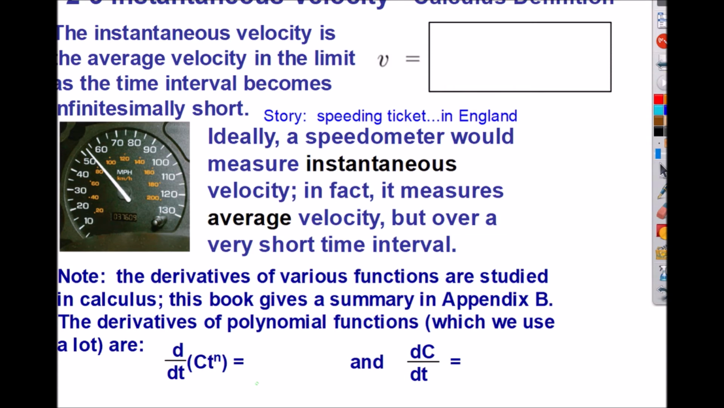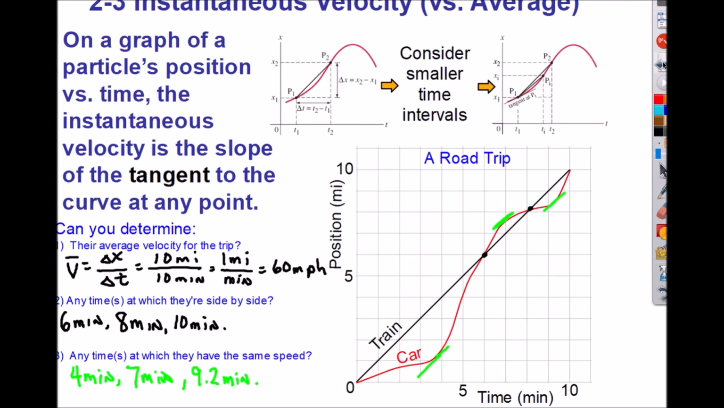You certainly use that kind of language in your calculus class. If you haven't taken calculus yet, or if you're taking it concurrently with this course, you'll certainly use that language quite a bit. So, the limit as the time interval becomes infinitesimally short, and that's essentially what we're doing here. Go back to this one.